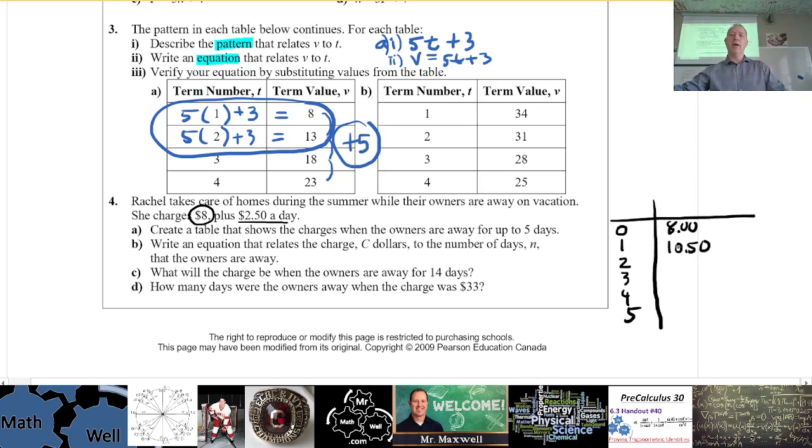So then for day 1, the total cost would be $10.50, the 8 plus $2.50 for 1 day. Then day 2, we're going to add $2.50 per day. So what's that going to be? That's going to be what, $13? And then $2.50 is going to be $15.50 for day 3. And then another $2.50 is going to be what, $18? And then $20.50. Okay, hopefully I did my mental math here correctly. $2.50, $2.50, $2.50, $2.50, $2.50.